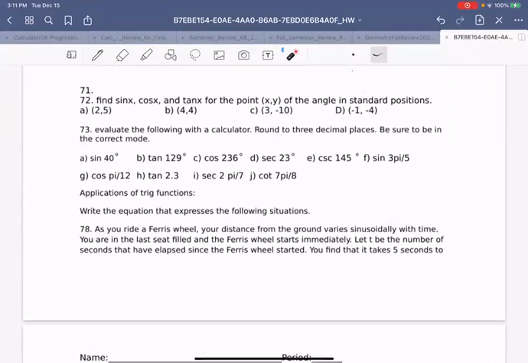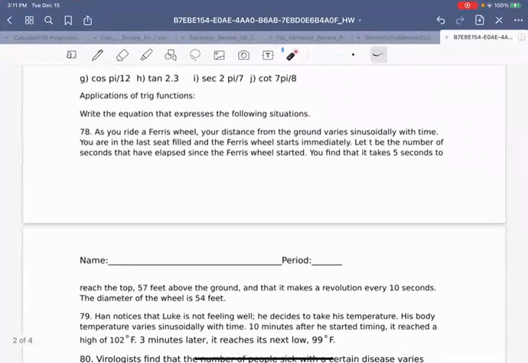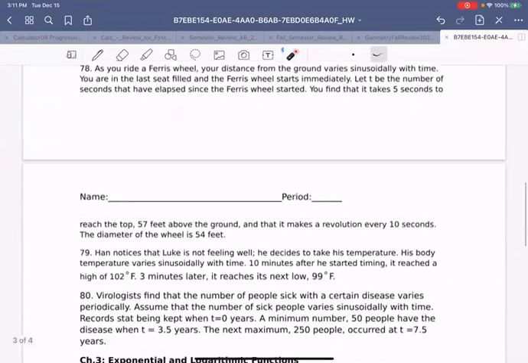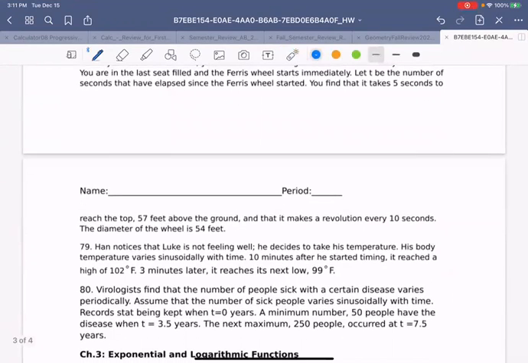Okay. Let's do this one. So who is this guy? 10 seconds is who? T is 10 seconds, right?